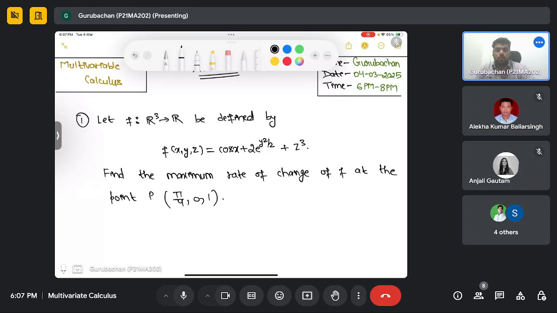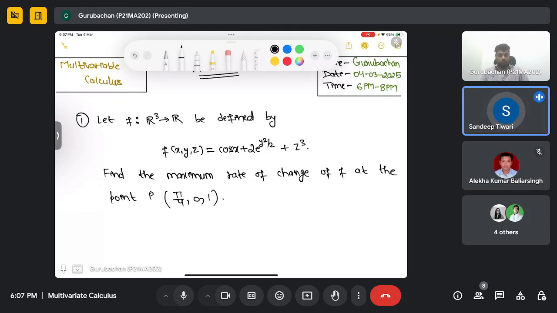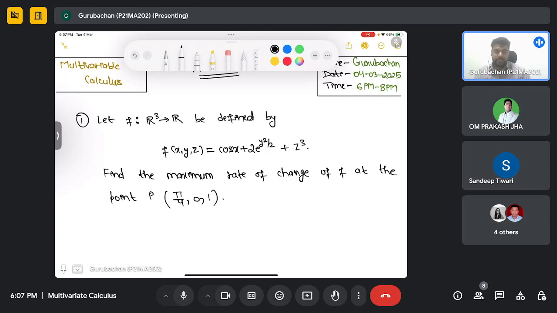Can anybody tell me whether this is a scalar function or a vector function, first of all? Scalar function, right? Since it is defined from R cube to R. From the lecture, it has been told that if the codomain power is 1, then we have a scalar function. And in the other scenario, if we are talking about the direction i cap, j cap, k cap, then we say that it is a vector function.